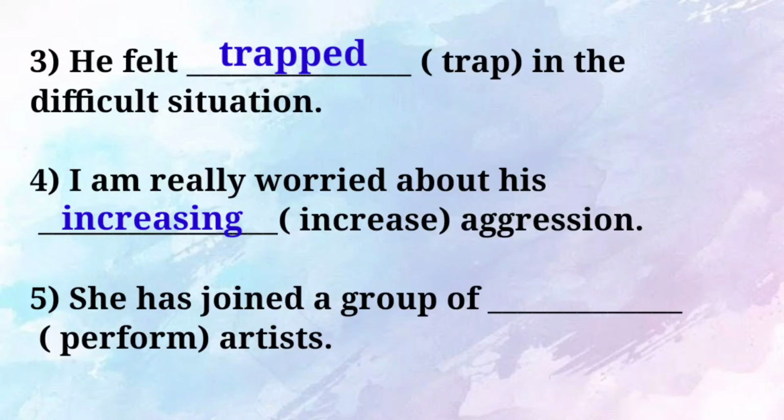Now look at the fifth question. She has joined a group of dash artists. In the bracket, performance is given. Now this sentence belongs to the present tense or a past tense? Yes, it is a present tense. How is it a present tense? Yes, look at the verb, which is a helping verb here. Yes, has. We use has only for the singular, and then we use has only for the present tense. So the sentence is in a present form, so we have to add ing to form the present participle. So perform changes into performing. What is the spelling for performing? Performing. Okay students, she has joined a group of performing artists.